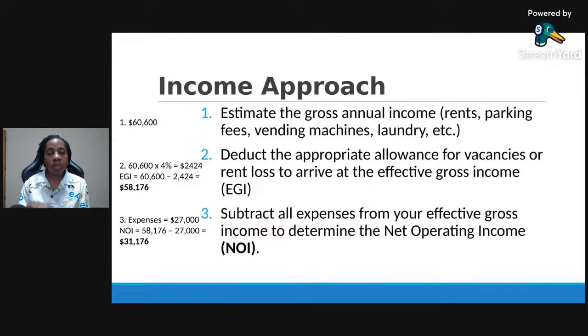Then step 3, expenses: taxes, utilities, landscaping, maintenance, property management, all of those things. In my example here, I'm estimating that all of those things come to 27,000. Okay? So then we subtract our 27,000 from 58,176, and that gives us 31,176. Okay?